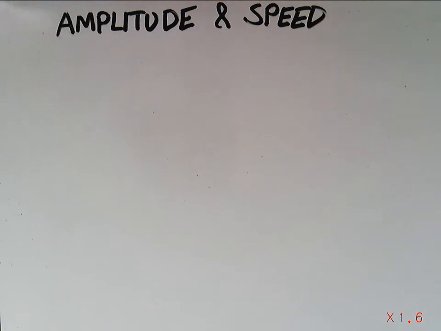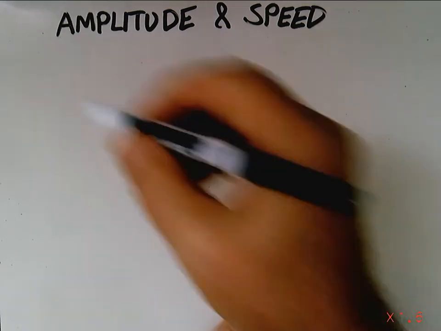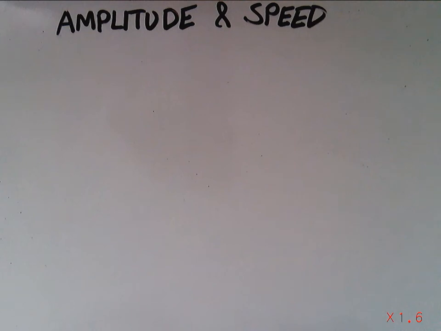Now, different waves have different properties. There are 4 basic properties that you can use to characterize a wave. They are amplitude, speed, wavelength, and frequency. Now in this video I just want to talk about the first 2, amplitude and speed. We already mentioned in the last video what amplitude was.